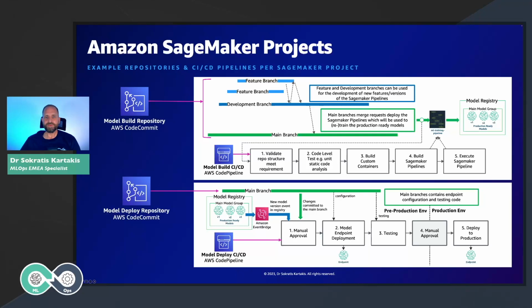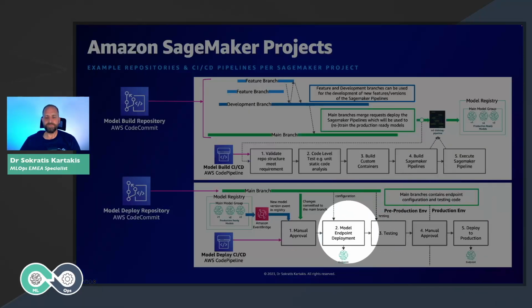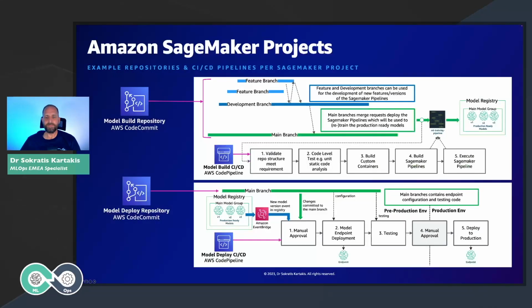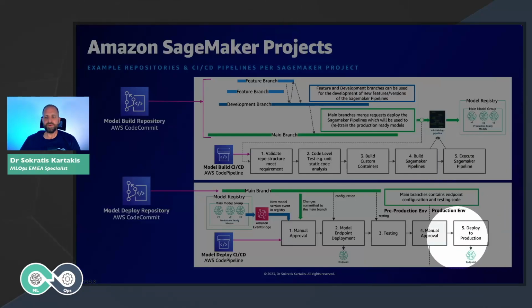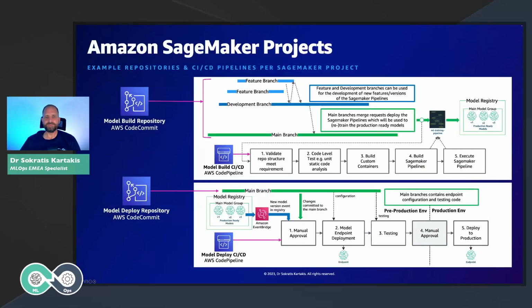In the deployment process, the first thing that our code in the model deploy repository will do is deploy an endpoint. For example, here, it will run the different tests and it will wait for a manual approval. After the successful manual approval, this will deploy a new endpoint into production.